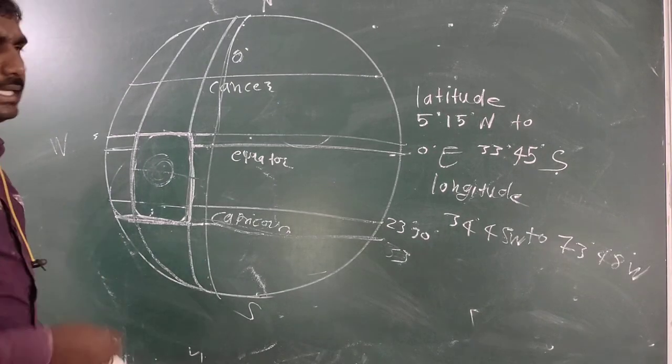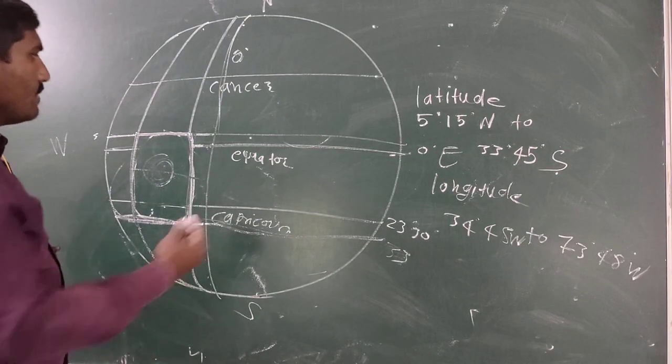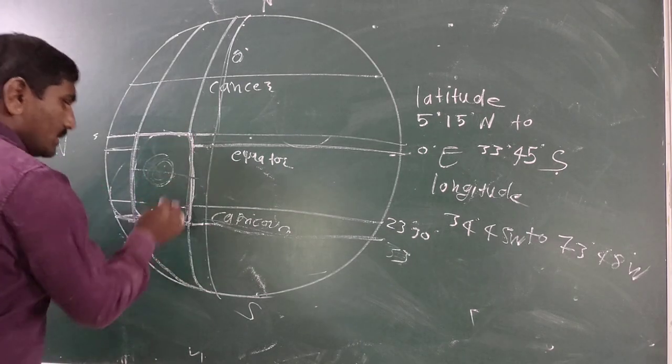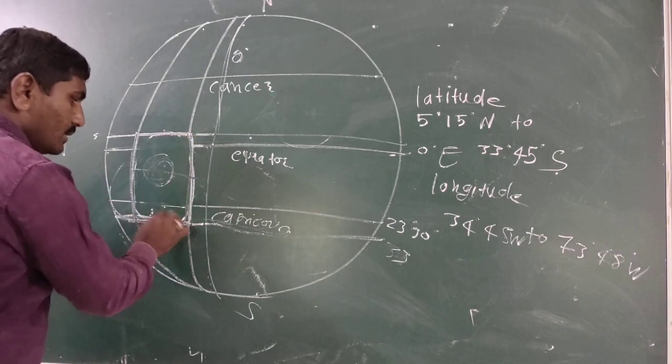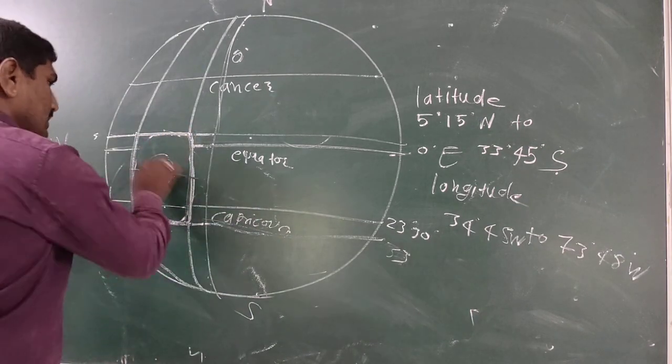Overall, we have to say that Brazil is situated somewhat in the northern hemisphere and mostly in the southern hemisphere, and in the western hemisphere.